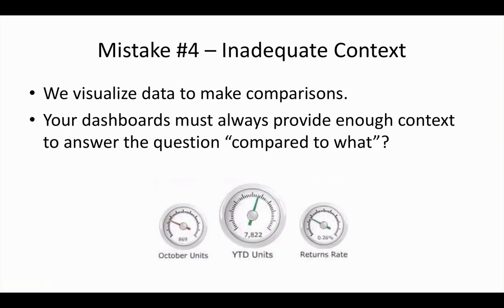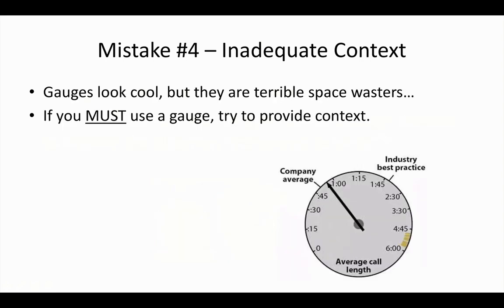Inadequate context. Look at these graphs. Look at these gauges, I mean. Again, are any of these numbers good or bad? How bad? How good? Everything on the dashboard must provide enough context to answer the question: this number is compared to something else, so it is good, bad, or indifferent. Okay? Gauges look cool. They're terrible space wasters. If you have to use a gauge, try to give context.